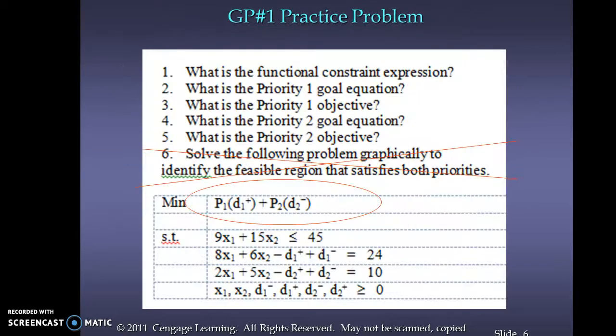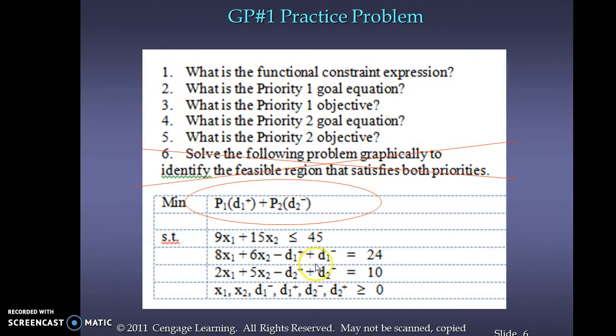Let's flip back and forth. First question, what is the functional constraint expression? You can determine which is the functional constraint because the functional constraint will not have deviation variables. Notice that these two constraints have deviation variables, and they're also equality expressions. But functional constraints could have an equality expression as well. The key is to understand that these are not the functional constraints when you have the deviation variables.